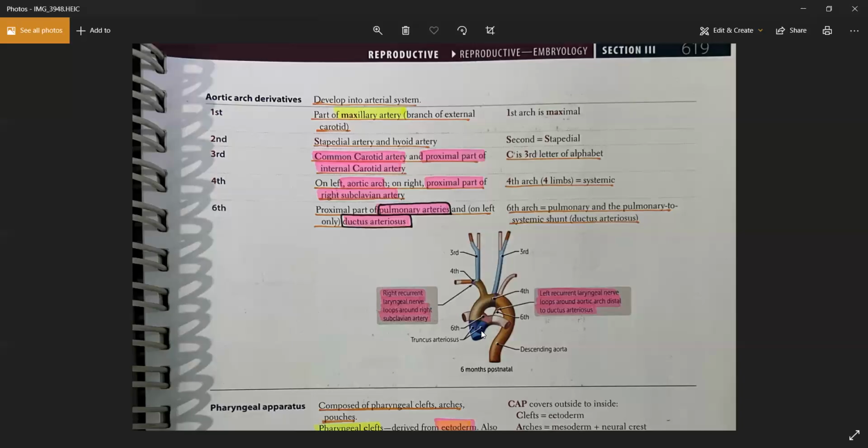And please note that the left recurrent laryngeal nerve loops around this ductus arteriosus, near this ductus arteriosus. It is very close to the pulmonary arteries and to which part of the atria? Left atria. Yes, the left atria.